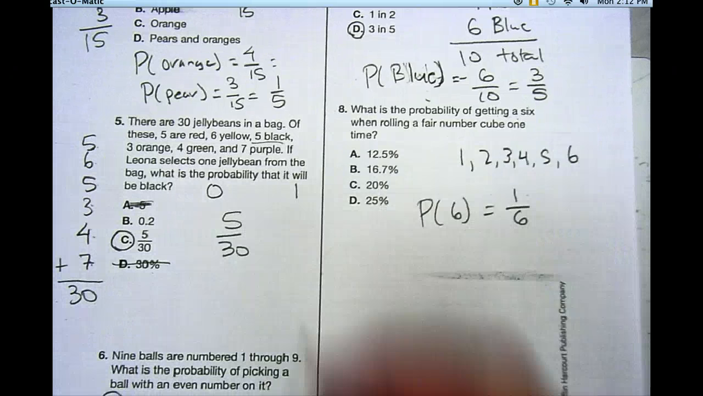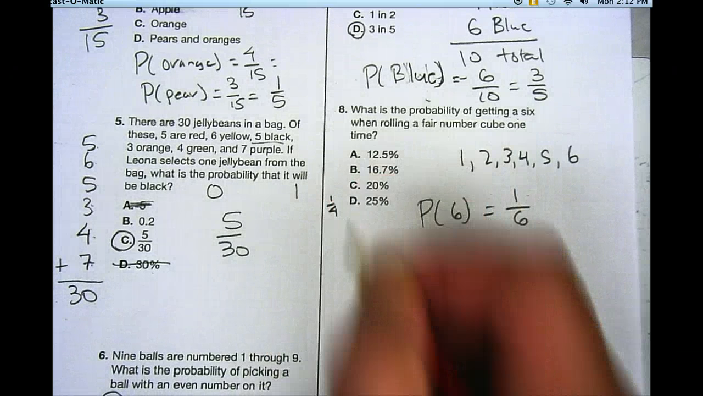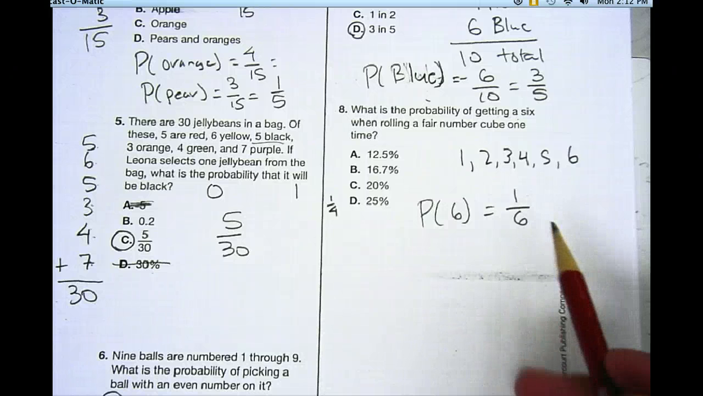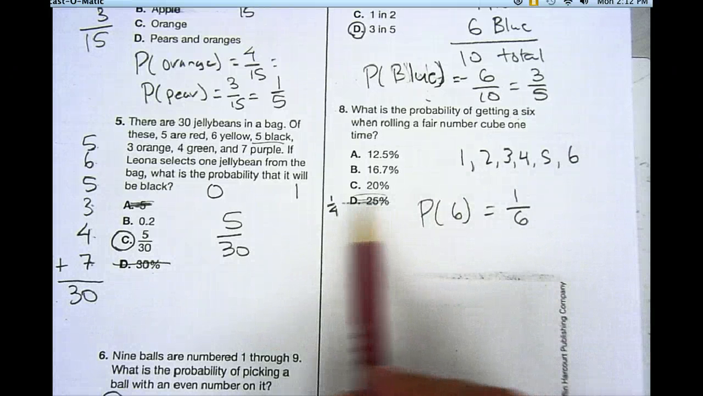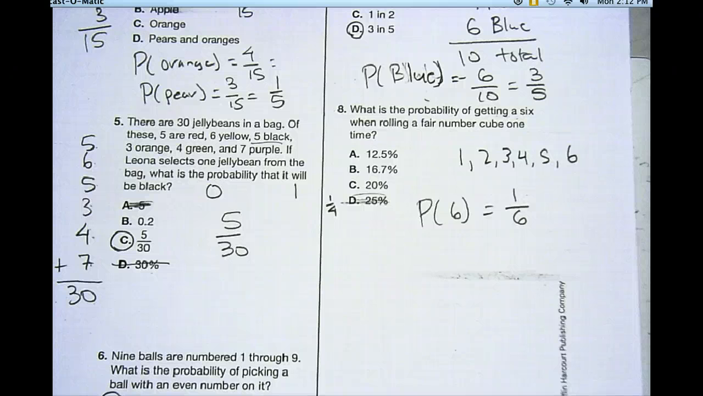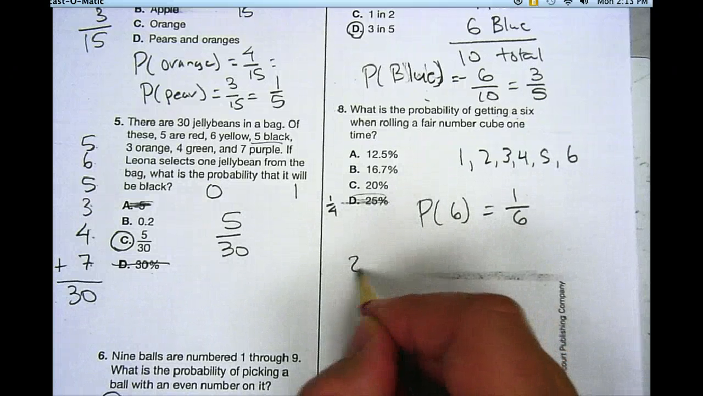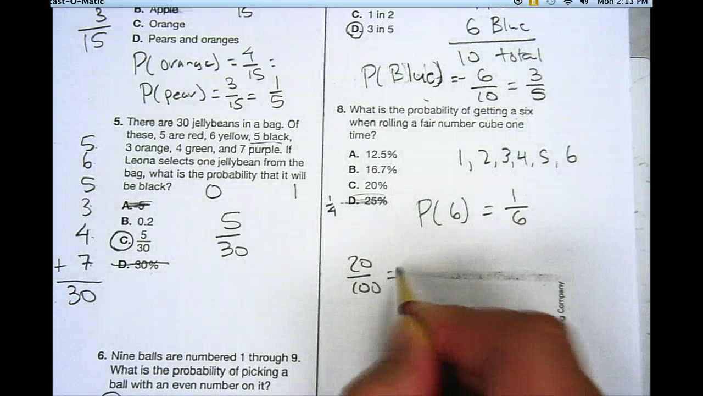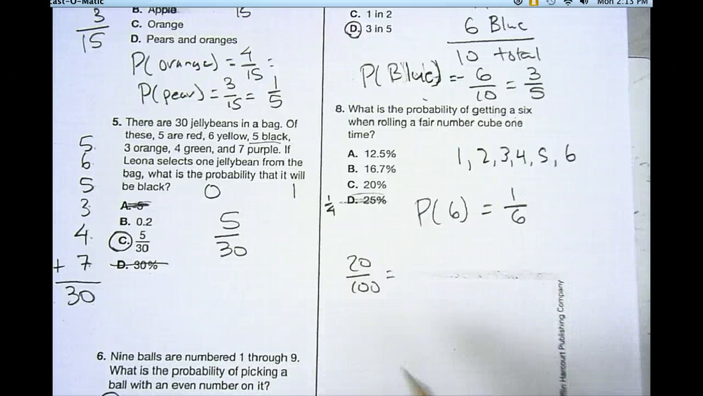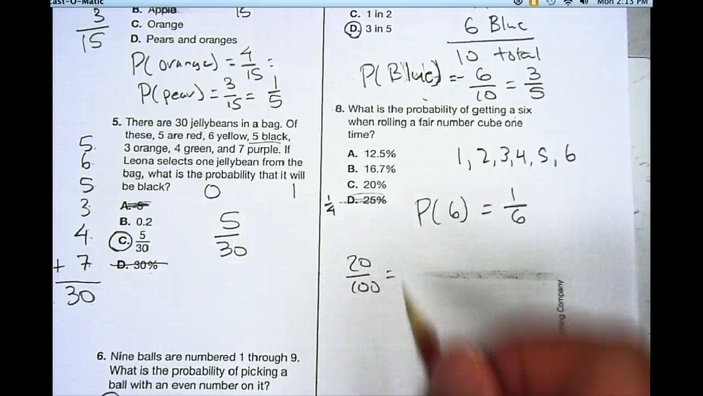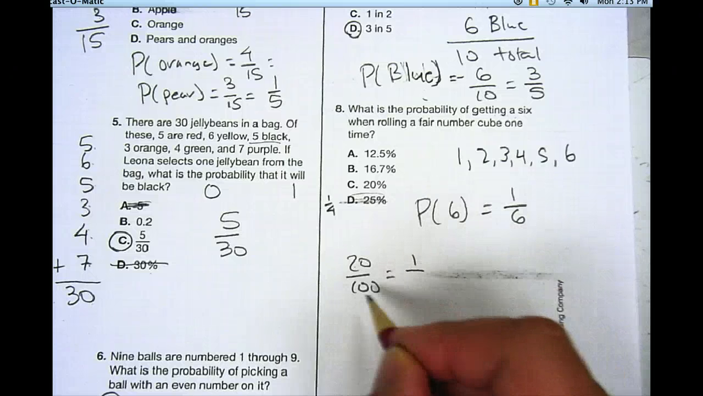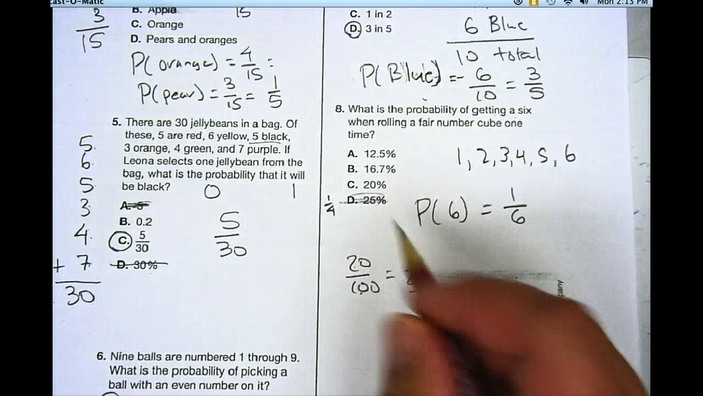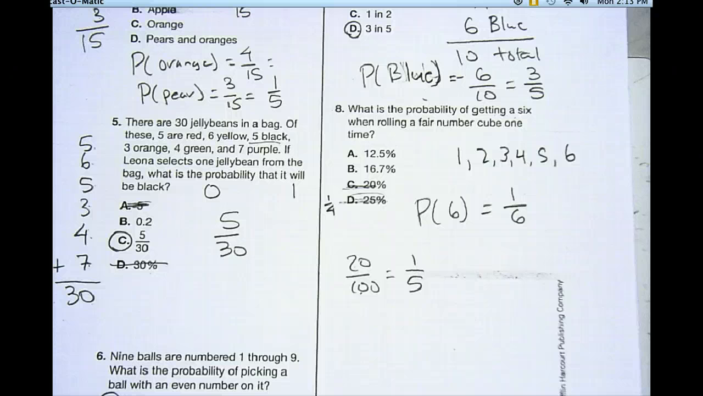Now, I know that 1 out of 4 is the same as 25%. And this is 1 out of 6. So I can cross off 1/4. 20%, I know I can reduce that, if I divide both of these by 20, 20 divided by 20 is 1, 100 divided by 20 is 5, so that's 1/5. I know that one's not right either. And so it's one of the top two.